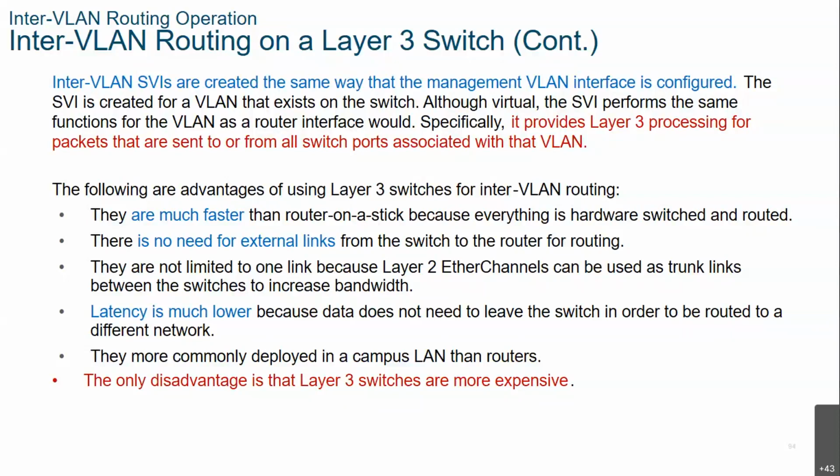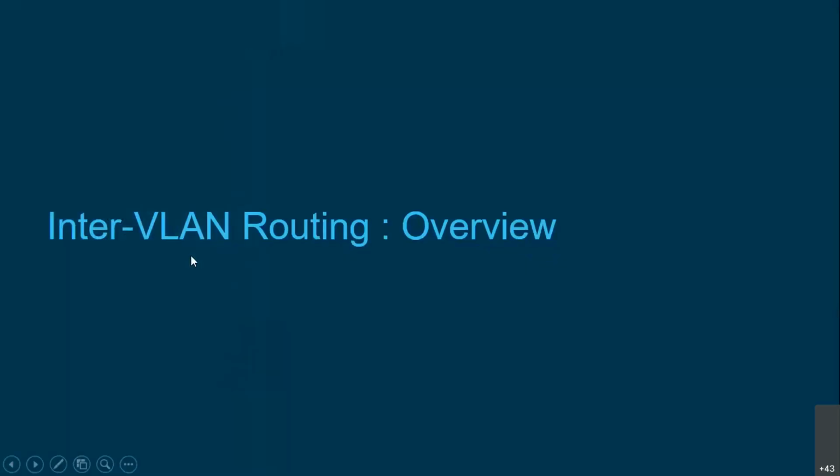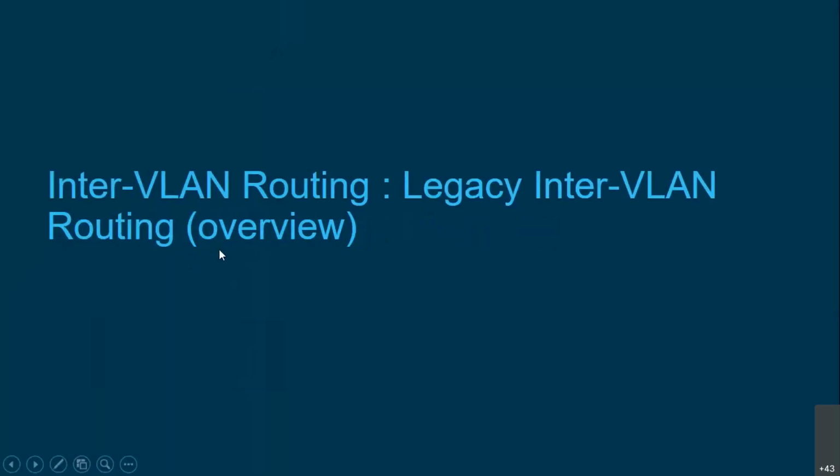But the only disadvantage is that layer 3 switches are more expensive than routers. Sorry, the only disadvantage. But if you're willing to pay a little bit more and have faster communication, because hardware switching is faster than software switching, then it is, I think, value for money. What we're going to do right now is to visit each of these inter-VLAN routing methods. We're going to learn how it works, look at how it's configured, and then maybe some issues.